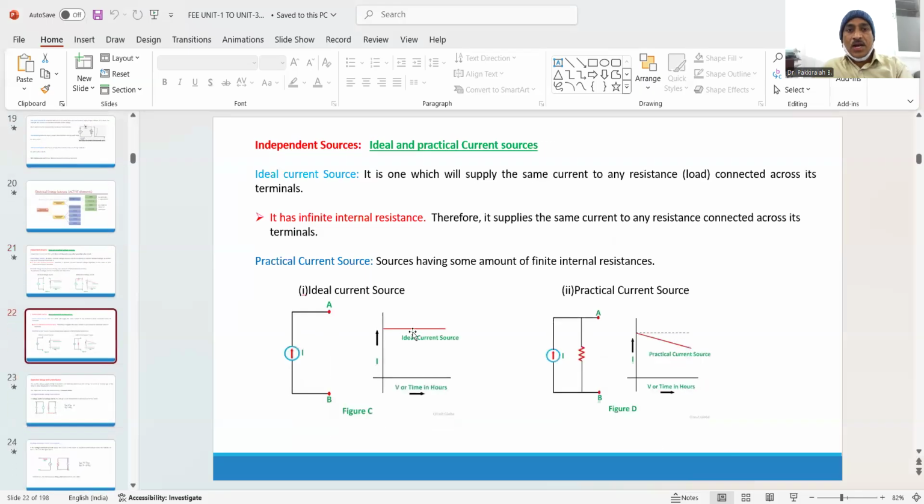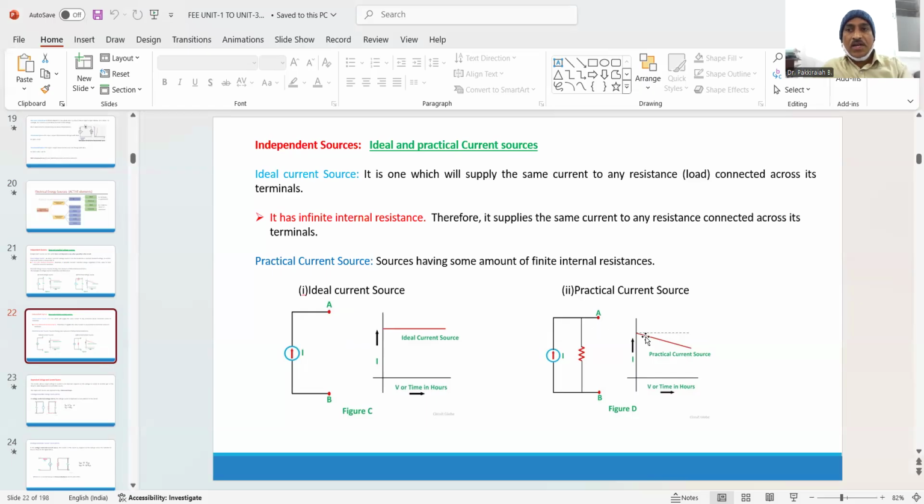Then, ideal current source and practical current source. You can see here the ideal current source. In the ideal current source, we will assume that the internal resistance is infinite. The current characteristic seems to be constant. Ideally, they are constant only.